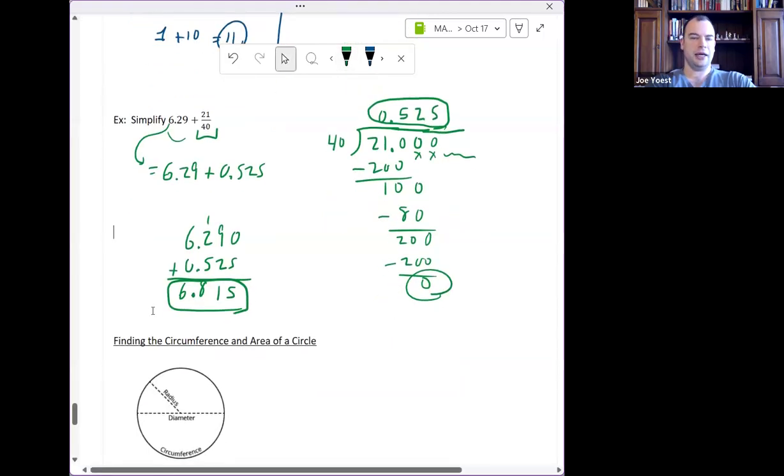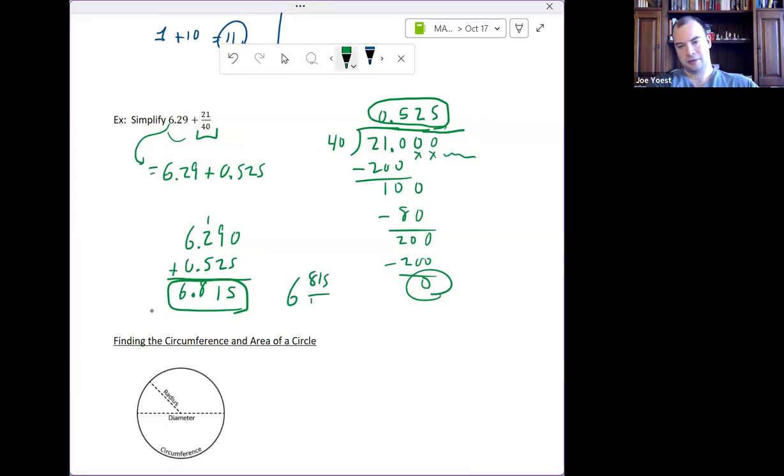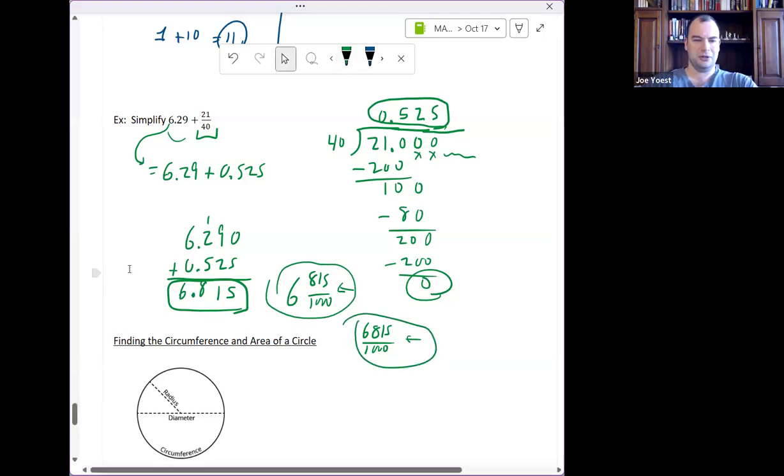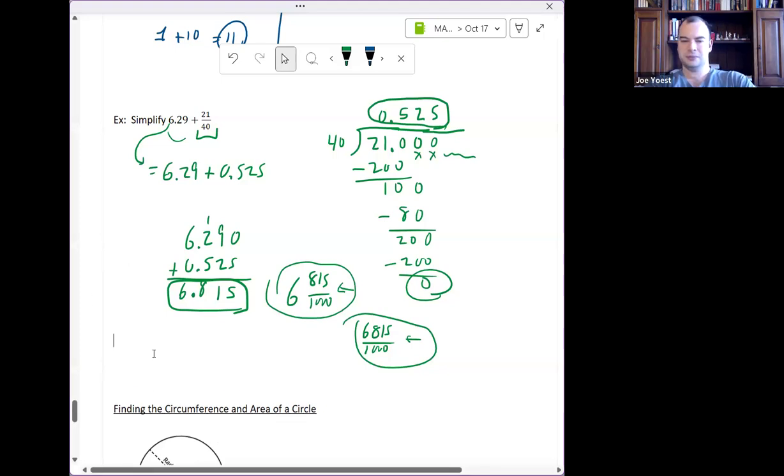Or 6 and 815 thousandths. Could write it this way. Or I could write it as 6,815 over 1,000. And if I wrote it like this, I would probably want to go through and simplify that fraction a little bit. I probably also would want to simplify this one. There's at least a factor of 5 in there that we can divide out, but we'll leave these the way that they are, because that's not really the focus of our work right now. Any questions on anything to this point?